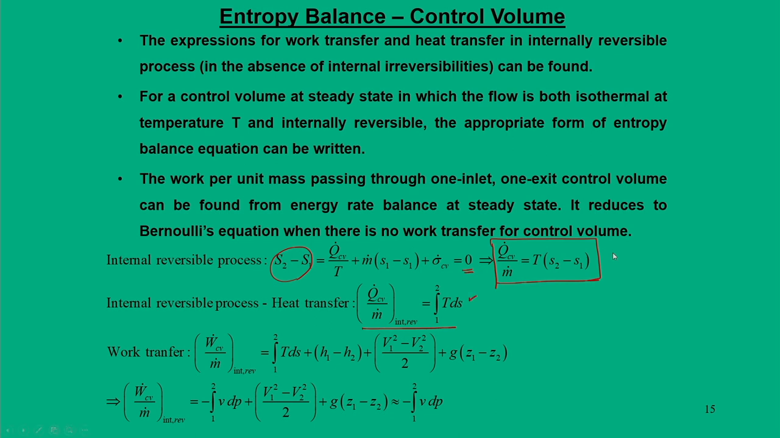So, in turn it gives an impression that if you draw a temperature entropy diagram, when the system undergoes change of state from 1 to 2, the area under that diagram is nothing but Q CV, right. So, this is what we do if it is an internal reversible process for heat transfer.